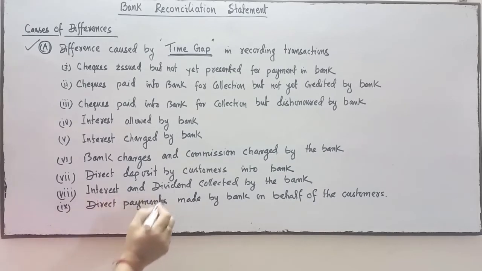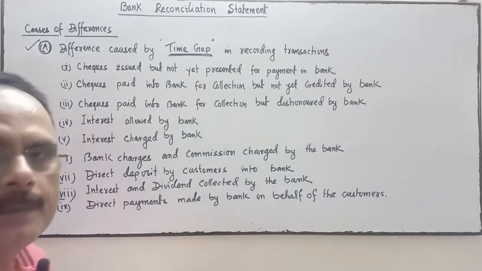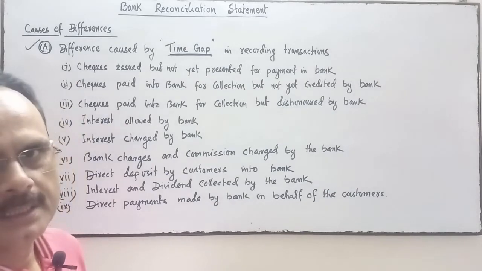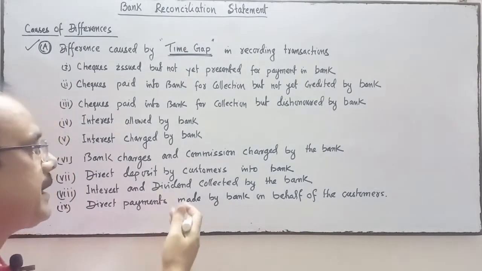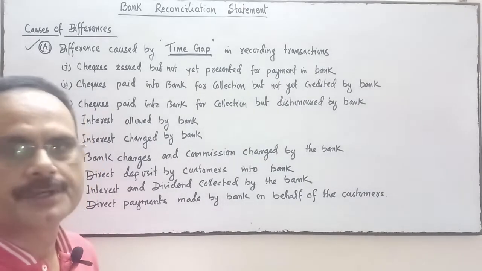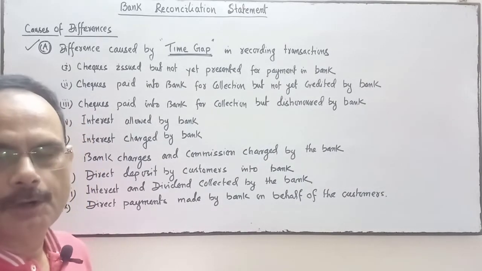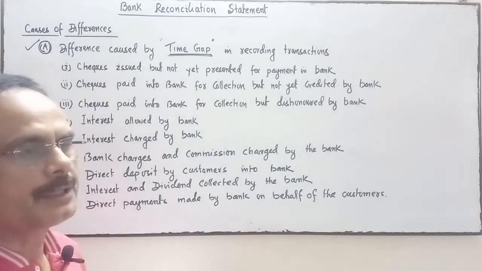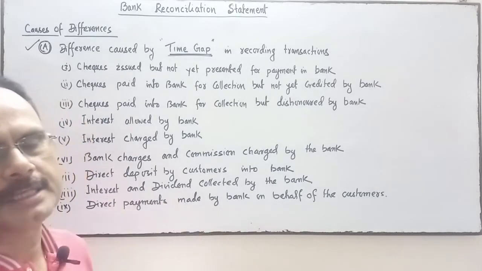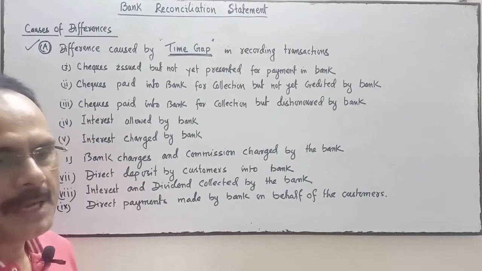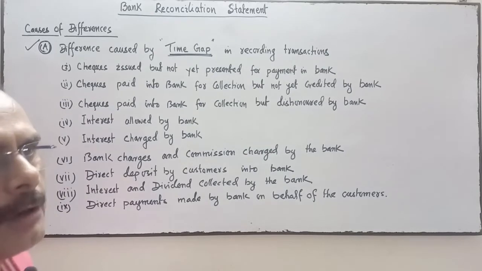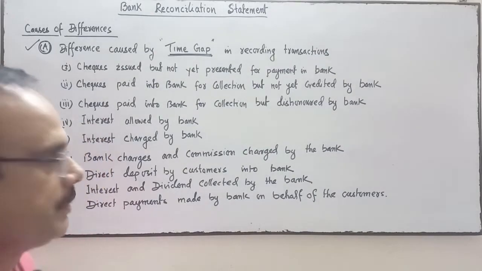Similarly, interest and dividend collected by the bank on behalf of the customers as per instruction, as per standing order. So if the interest and dividend are collected by the bank as per standing instruction, but the information regarding that collection is not given by the bank to the customer on time, the passbook balance has increased but the cash book balance is not increased because it is not recorded in the debit side of the cash book.